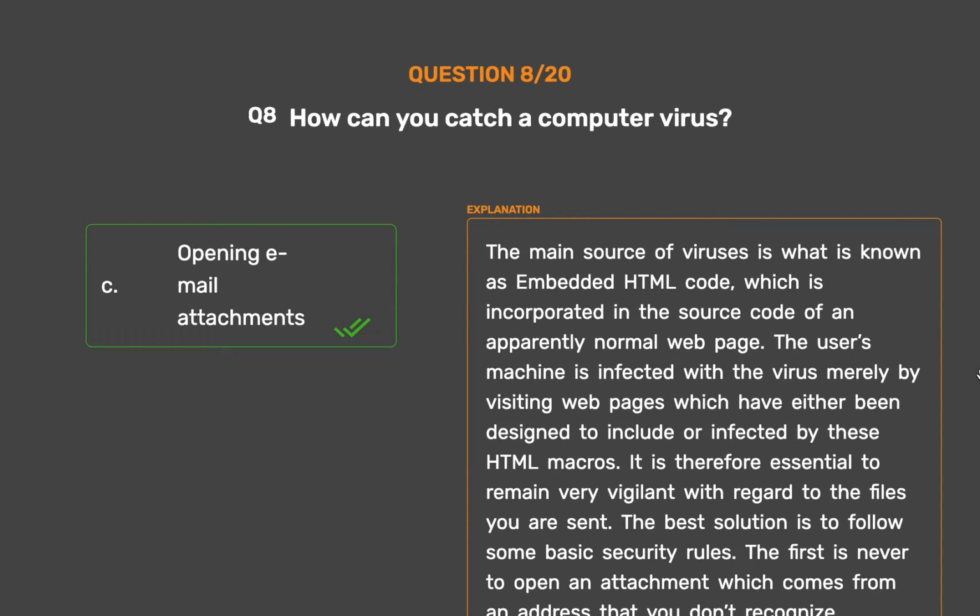It is therefore essential to remain very vigilant with regard to the files you are sent. The best solution is to follow some basic security rules. The first is never to open an attachment which comes from an address that you don't recognize.